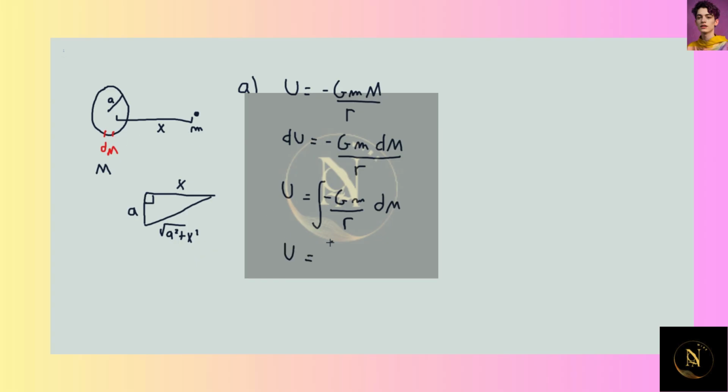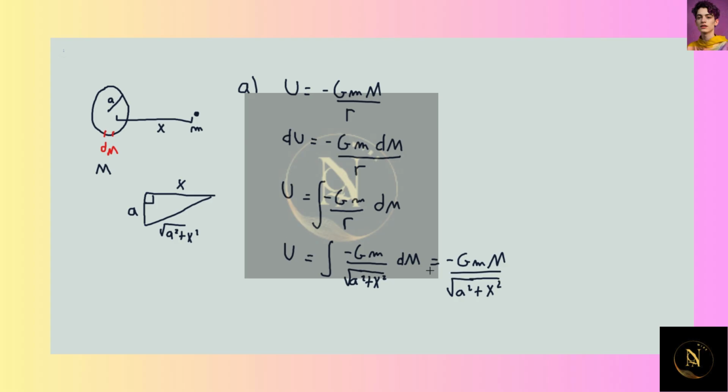So then our integral becomes negative G, little m, and then r is square root of a squared plus x squared, and then dm. And so then dm doesn't depend on a or x at all. And so when we integrate this, dm just becomes M. It's just like integrating a constant with respect to m here. So this just becomes then negative G, little m, capital M, over square root of a squared plus x squared.